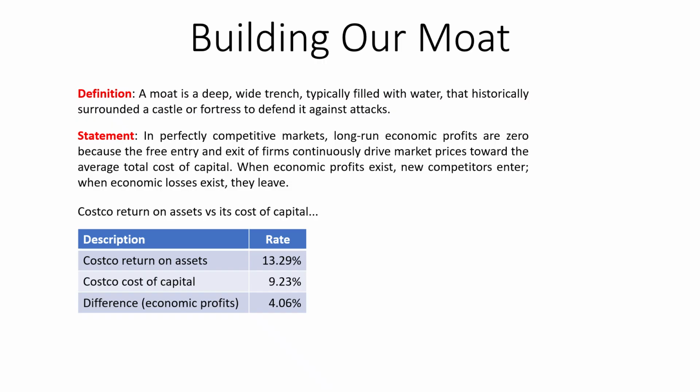So if I was in the business of a retail store and I wanted to build a copy of Costco, what I would do is I would look at the returns and say, hey, Costco's making 13.29% return on assets when their cost of capital is 9.23%. So therefore, I should enter that industry. And as I enter that industry, my economic profits are going to go to zero, and Costco's are too. The same thing on the loss side.